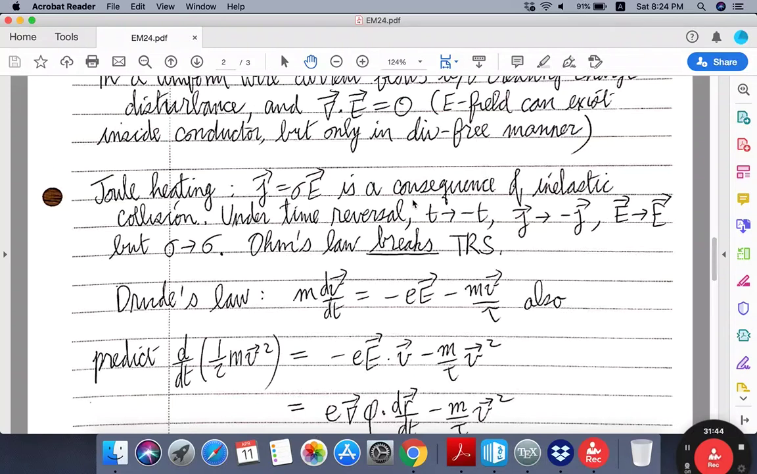Okay, so basically, I guess what I'm trying to say is that physical processes which do not conserve the total energy, if you write down equations describing such energy non-conserving processes, then these equations tend to break the time reversal symmetry. And Ohm's law is just one famous example of that sort of relation which violates the time reversal symmetry in an explicit manner.